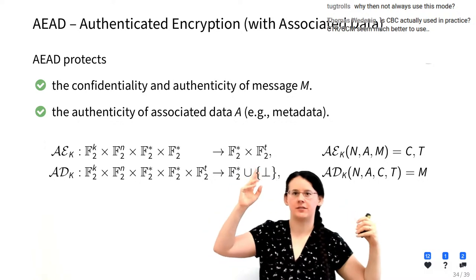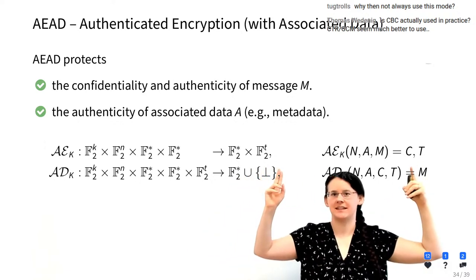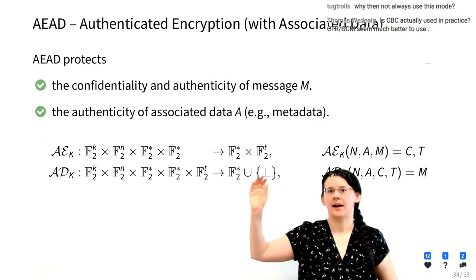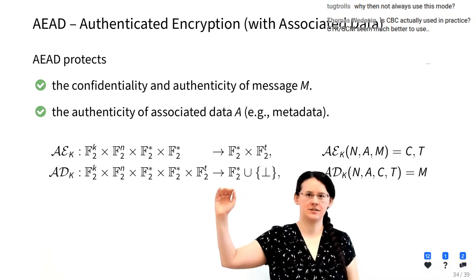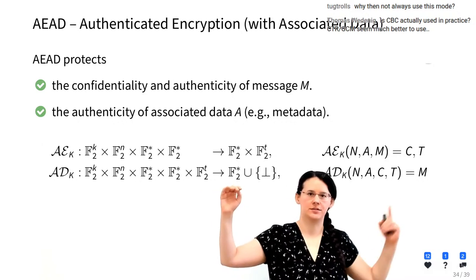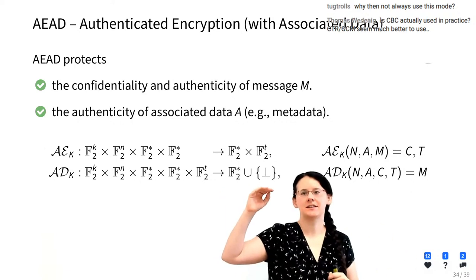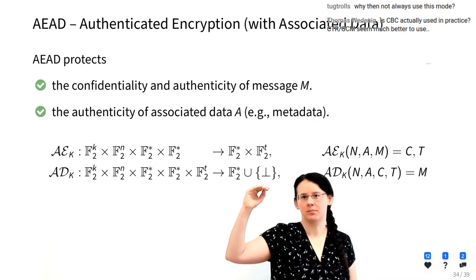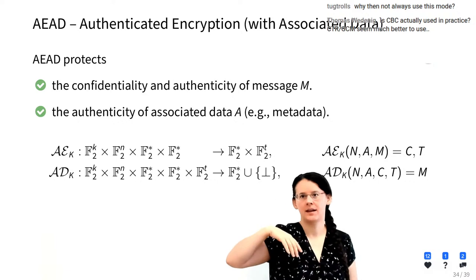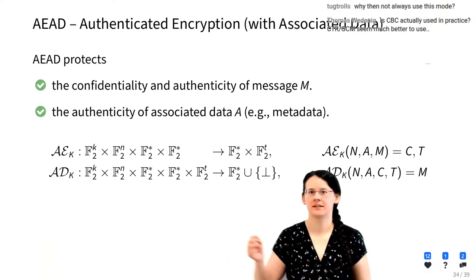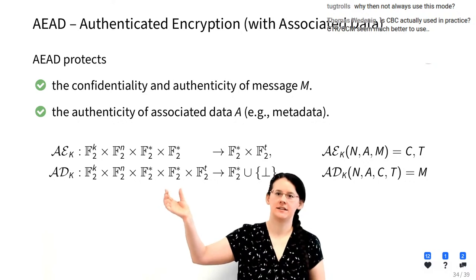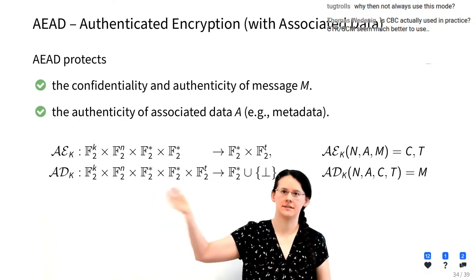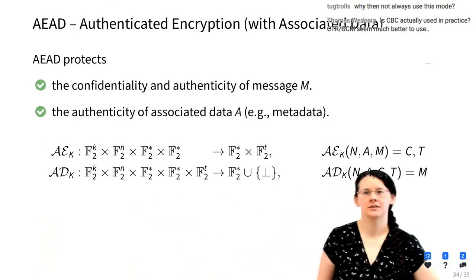And in addition, you also have more outputs than just the ciphertext. Namely, you also produce a tag, like you remember from message authentication codes. And the decryption is then also not always successful. So it may be successful, in that case it returns the message, but it may also be unsuccessful if there was something wrong with your authentication tag, in which case an error symbol is returned. And the security goal of this is to protect confidentiality and authenticity of the message and authenticity of the associated data. That's the goal.